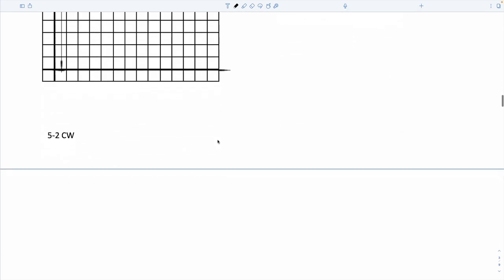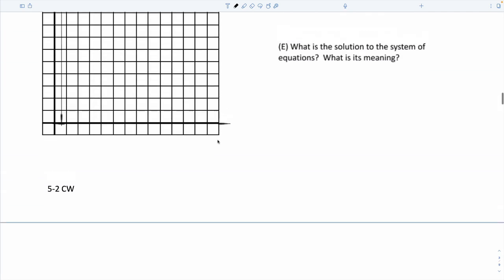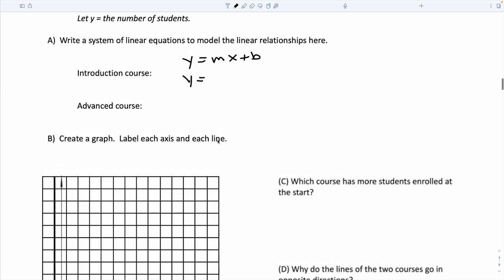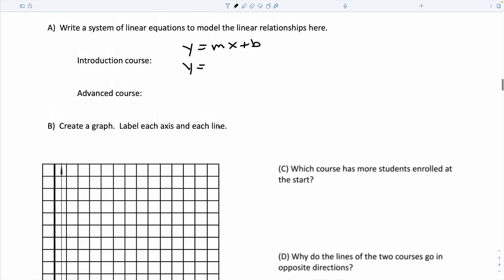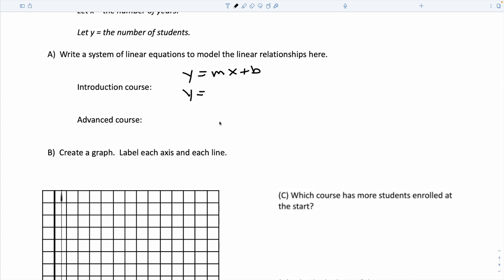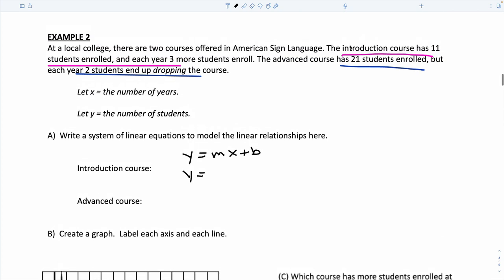You might want to glance at the video for the last half of this example. Okay, and then I want you to try, just go to Google Classroom. I'll put instructions there.